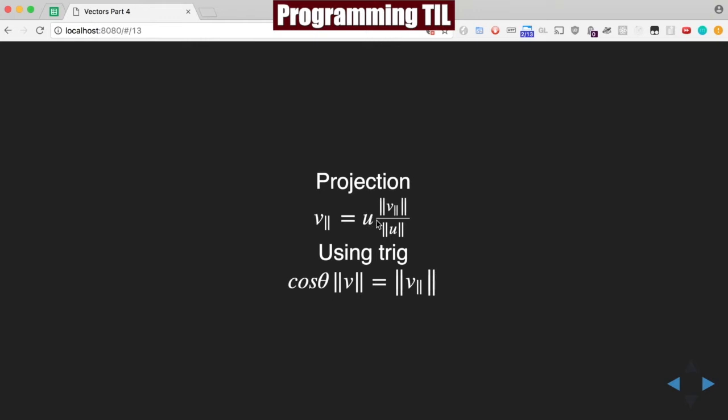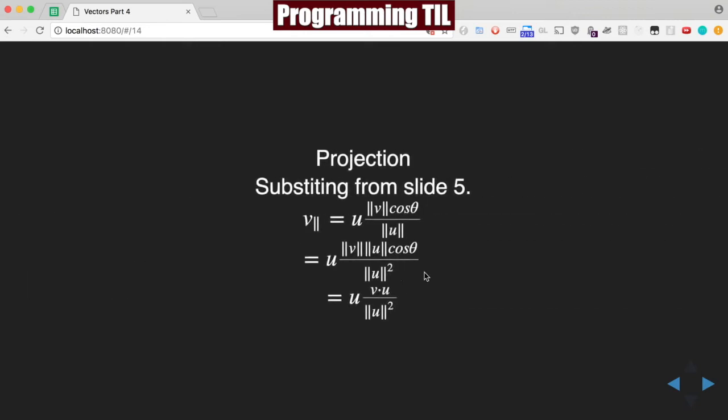v parallel is going to be equal to the u vector times the magnitude of v parallel over the magnitude of u. Using some trigonometry, we can change this around: the cosine of theta times the magnitude of v is equal to the magnitude of v parallel. And so using the projection, substituting from slide 5, we can substitute this whole thing and solve down to this equation for the parallel: u times v dot u over the magnitude of u squared.